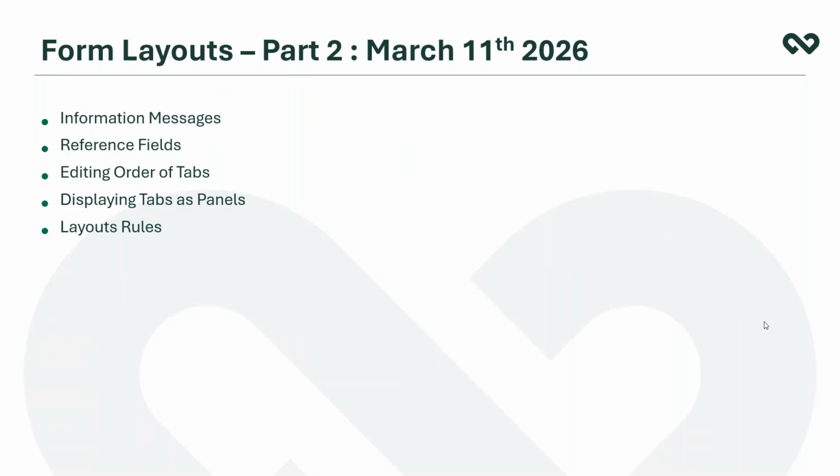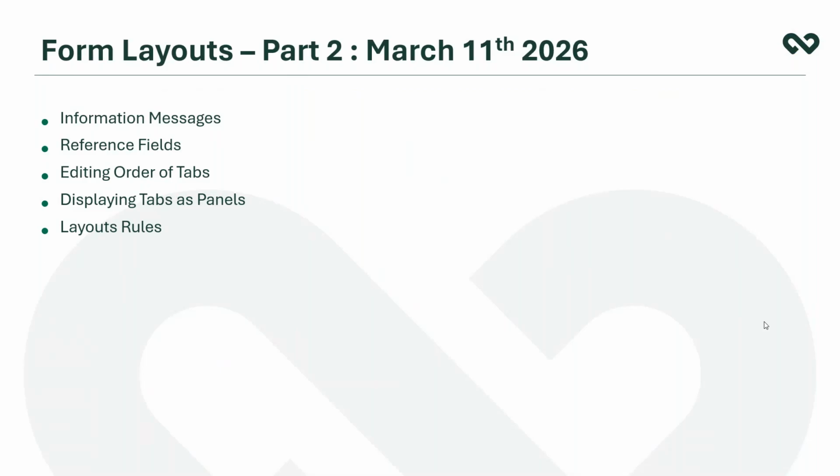So in that webinar, I'll be covering how to add information messages to your form layout. So this allows you to display helpful and relevant guidance next to your field. We'll also look at reference fields, which will allow you to display information from one record type to another. For example, you could display an organization's industry field on a person record.